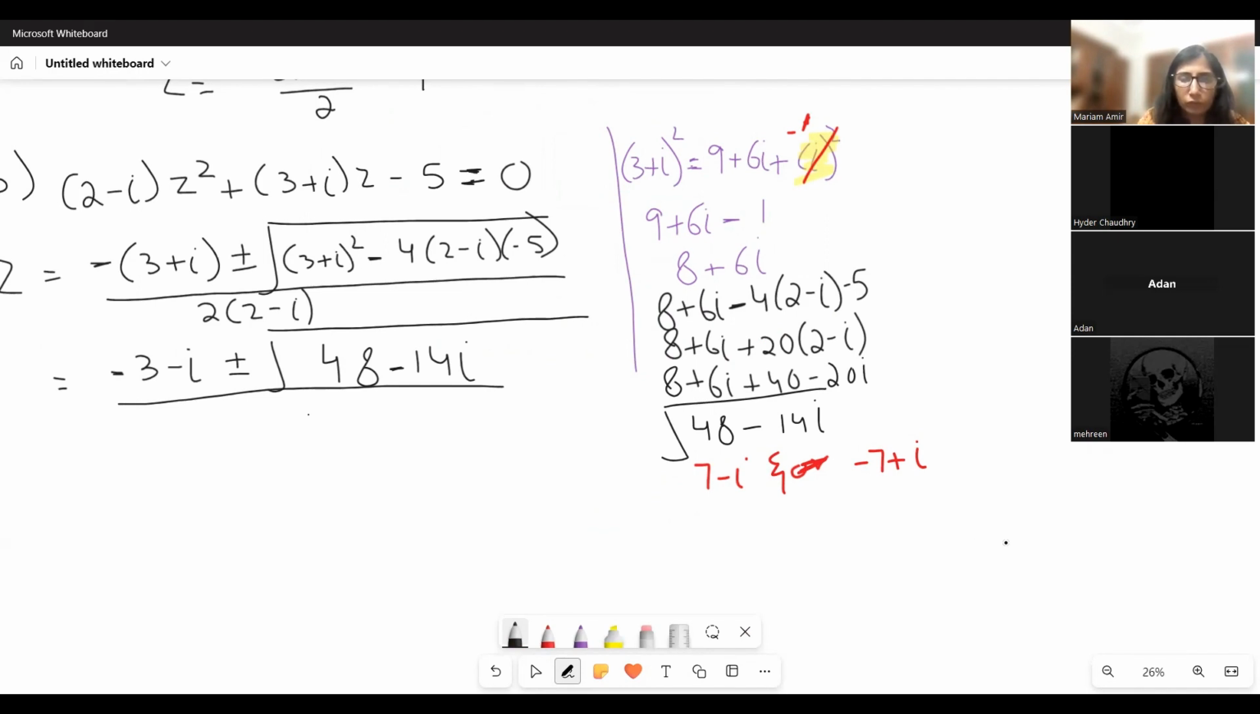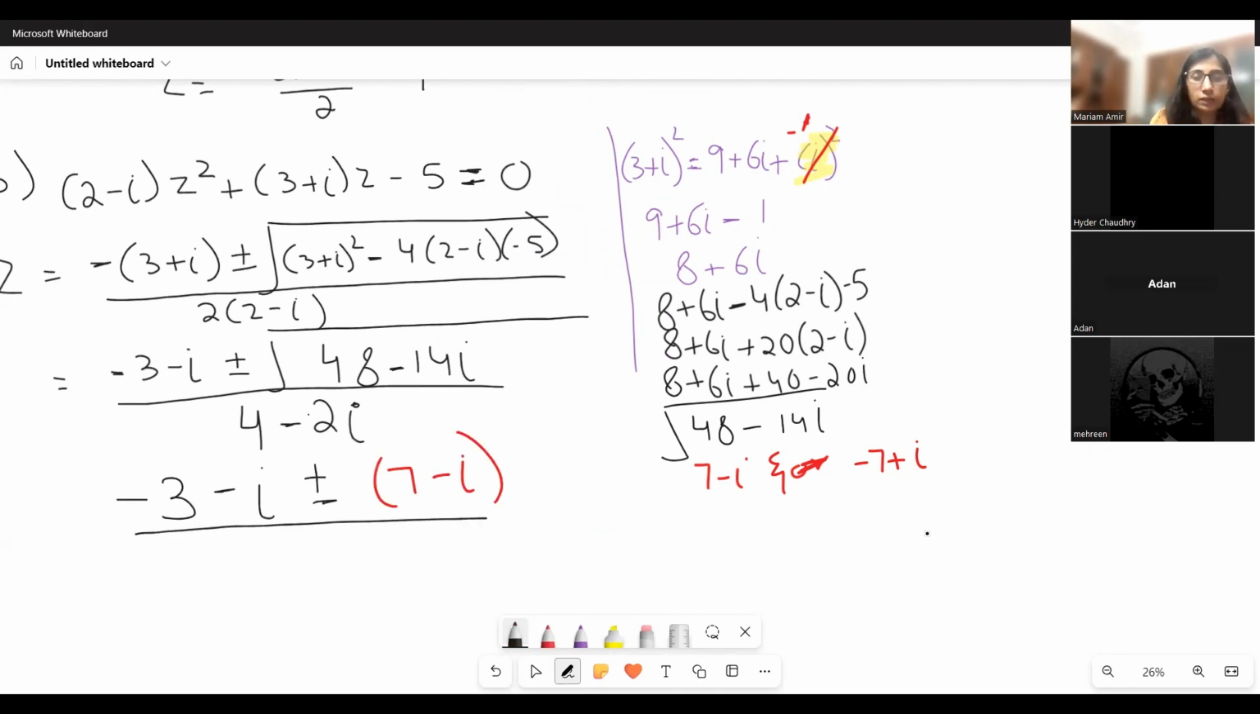Minus b plus minus square root of b square minus 4ac over 2a. So c is minus 5. Okay, so it's 4 minus 2 iota here. So minus 3 minus iota plus minus one of the answers, let's use 7 minus iota, divided by 4 minus 2 iota.